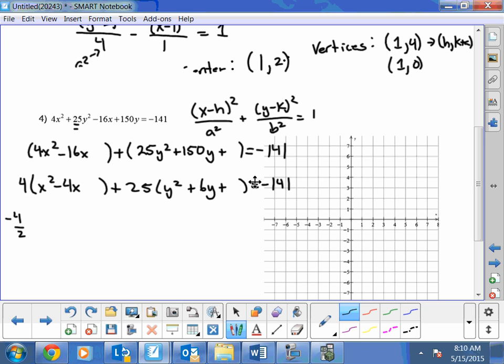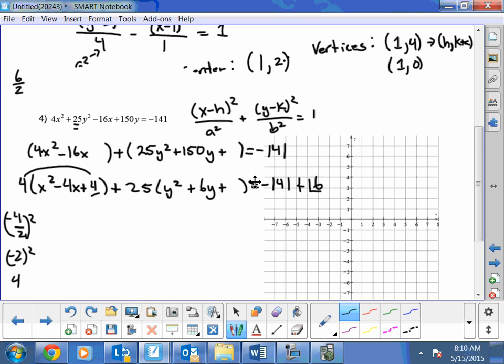Now let's go ahead and take our process of completing the square. Negative 4 divided by 2 is negative 2, squared, and then we'll get 4. I'm doing the x's first. So I'm going to add 4 here, but remember, since I need to distribute, that's really adding 16. So this is really adding 16 here. That's important to know. That means 16.